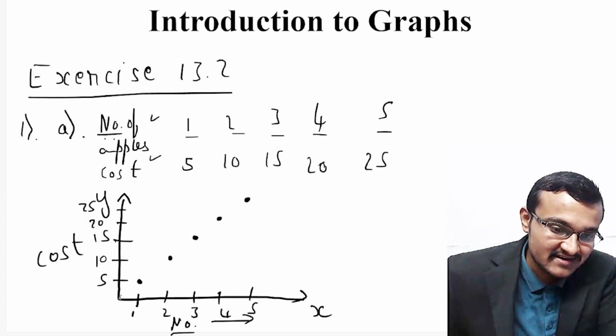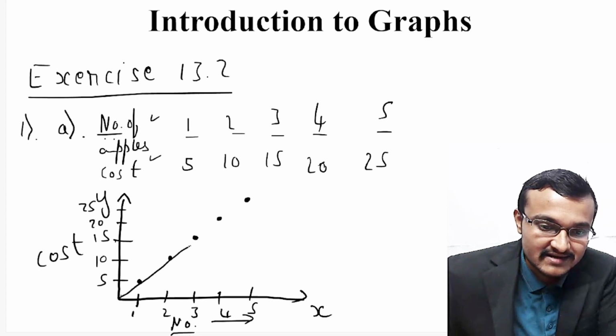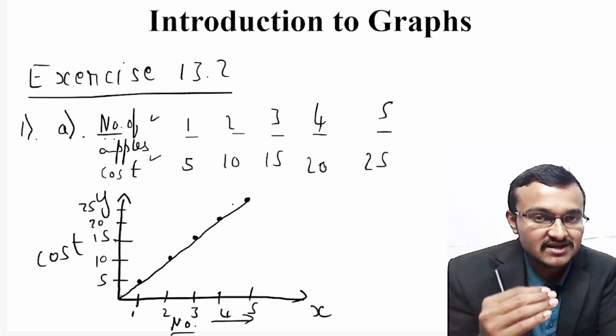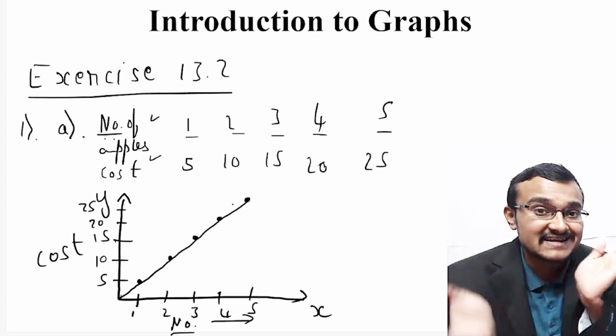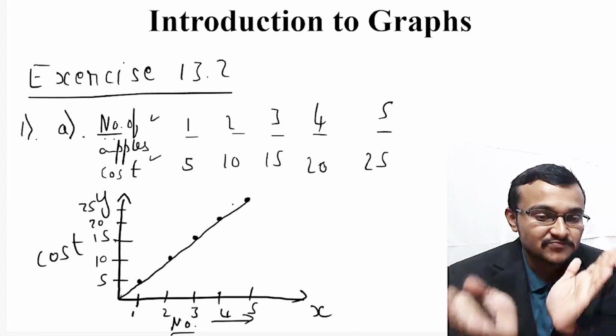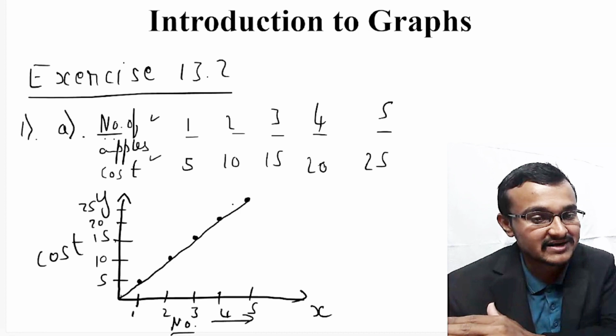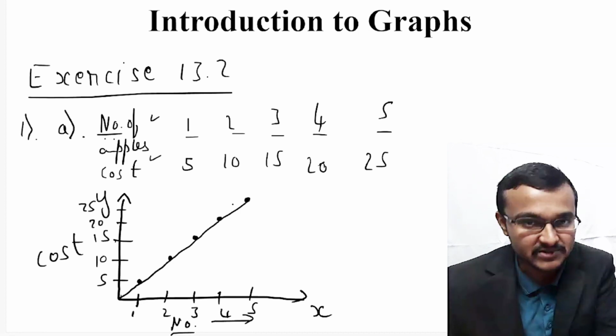Here also you can clearly see there is a linear trend which these data points are obeying. That means the number of apples and cost are the two variables which are linearly dependent on each other, or the cost of the apples is linearly dependent on the number of apples.